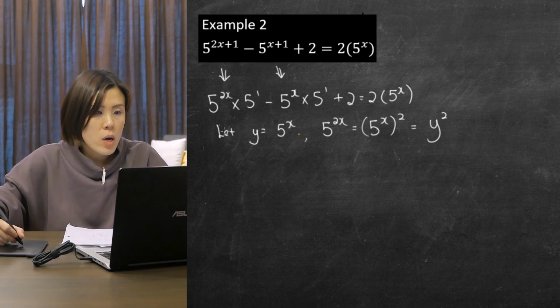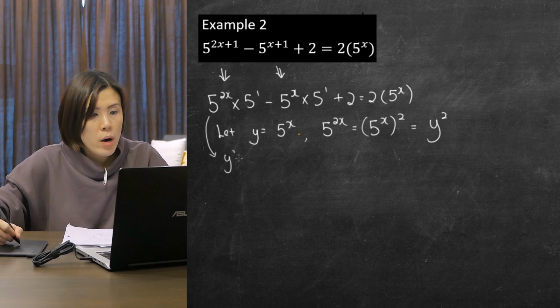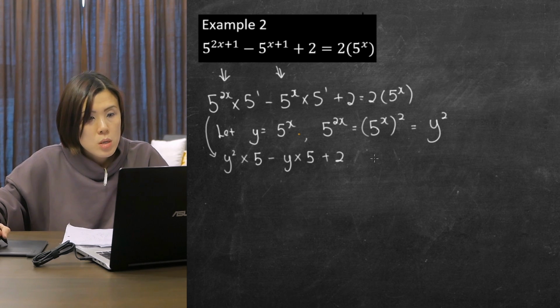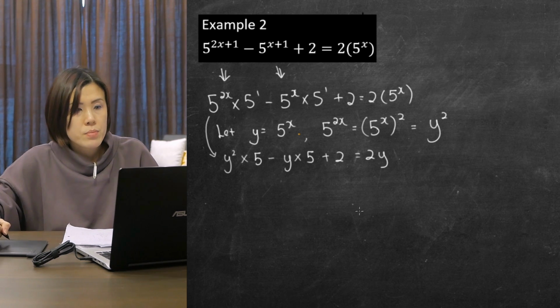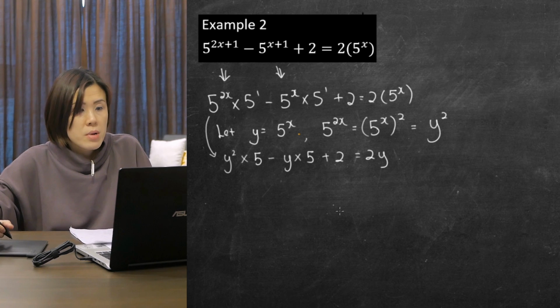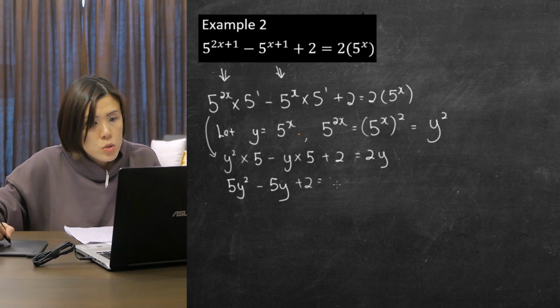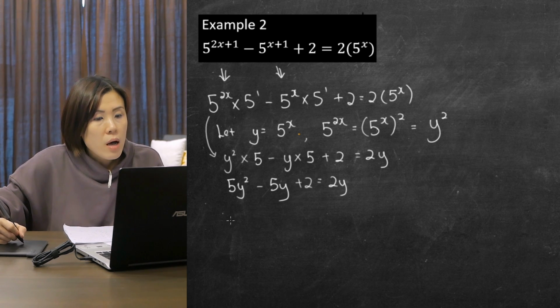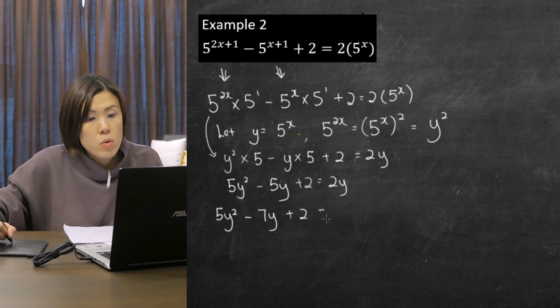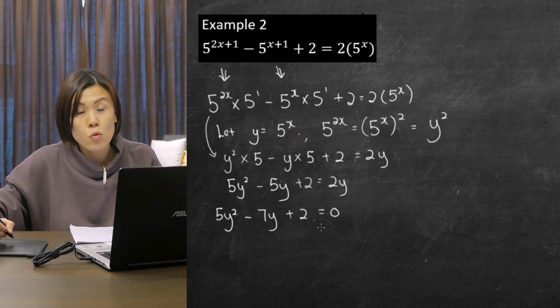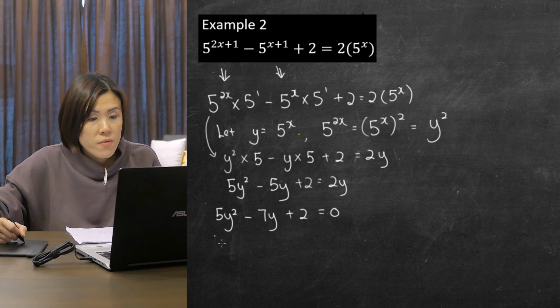So these equations will become y squared times 5 minus y times 5 plus 2 equals 2 times y. Okay, next we will simplify these equations. And we have 5y squared minus 5y plus 2 equals 2y. And then we have 5y squared minus 7y plus 2 equals 0, which is only a quadratic equation that can be solved easily. So I'm going to factorize this.